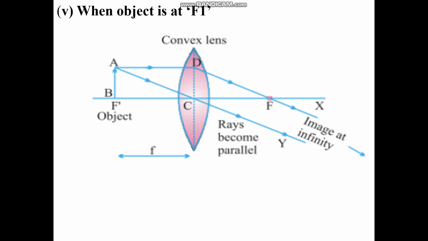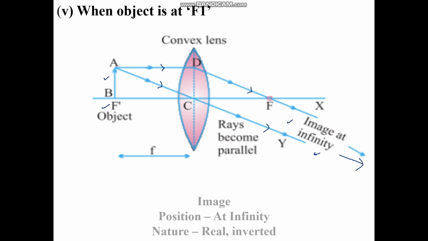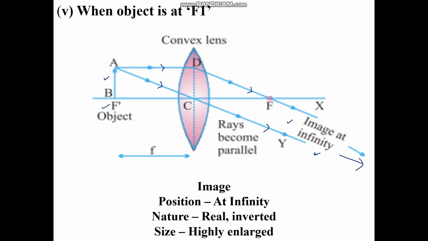When the object is at f1, that means the object is at the focus. So here, this is the focus. The object is placed at focus. A ray of light parallel to principal axis after refraction passes through the focus. Another ray which is passing through the optical center goes undeviated. So you can see that these two rays are parallel to each other. And parallel rays are supposed to be meeting at infinity. So we say the image formed is at infinity. And these rays will keep on moving down and down. So you know the image will be highly enlarged. So the characteristics of the image become, the position is at infinity. It will be real and inverted and it will be highly magnified, or you can say it will be highly enlarged.